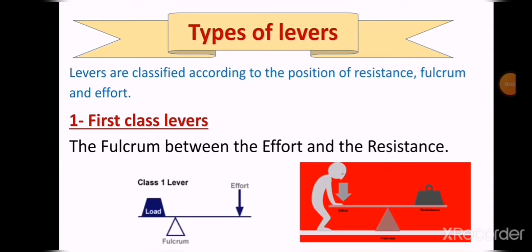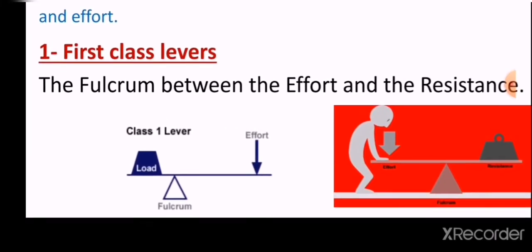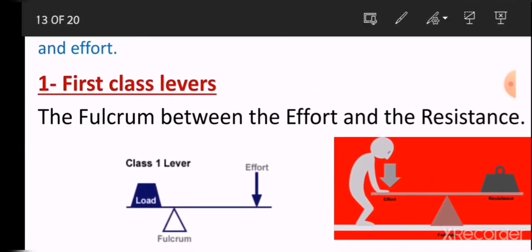Let's start to complete our lesson today, which is called lever. You have learned from the last video that the lever means it's a rigid bar that rotates around a fixed point. It's a rigid bar that rotates around a fixed point called what? Yes, called fulcrum, and is affected by two forces, effort force and resistance force.